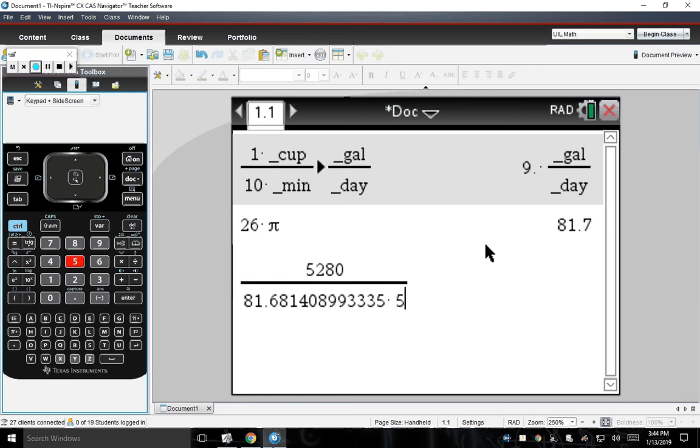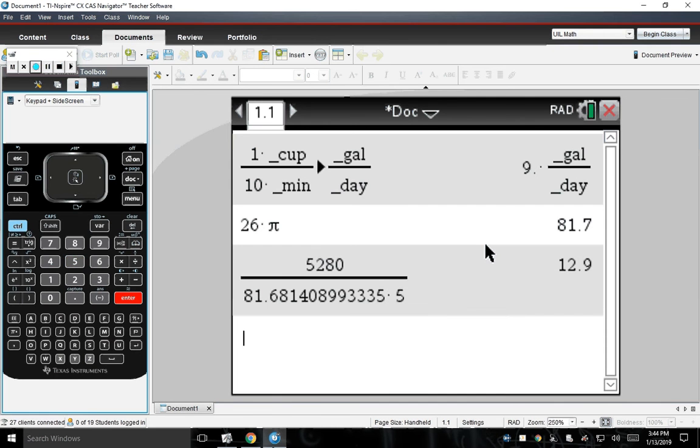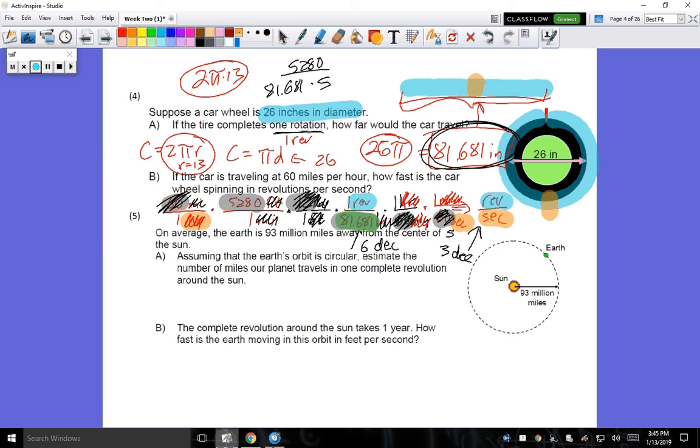Multiply by 5 because that was the leftover reduced piece, and my answer will result in 12.9. Now again, we want to reduce this to 3 decimal places as a default. So let's see if more appear. 0.928. So 12.928 revolutions diagonal per second would be the answer right here for part B.